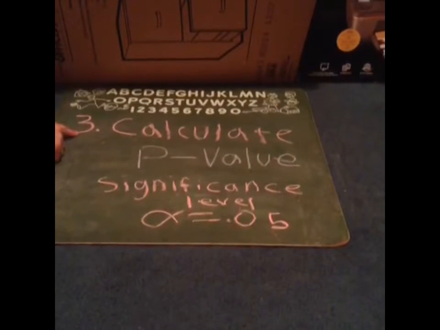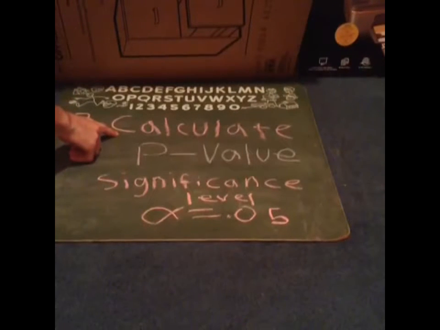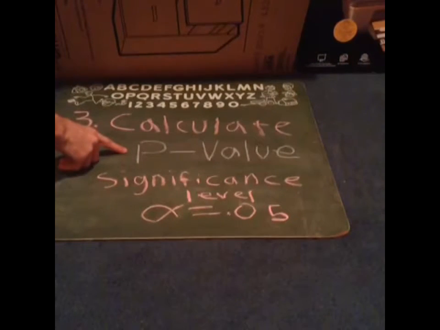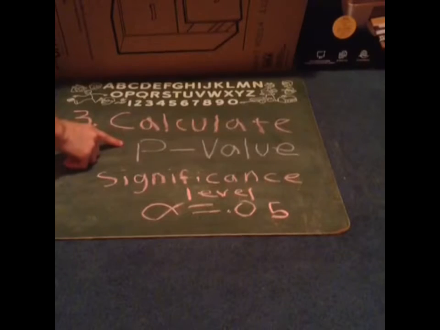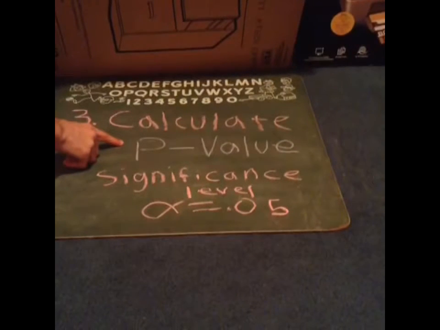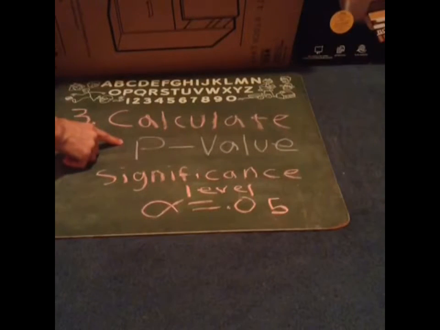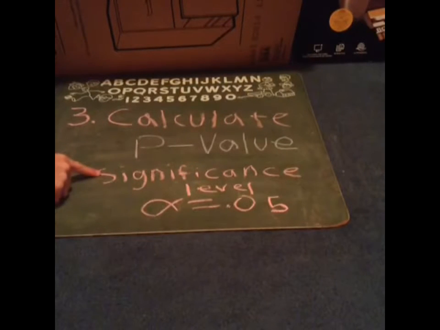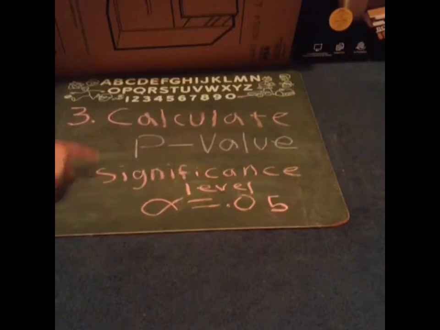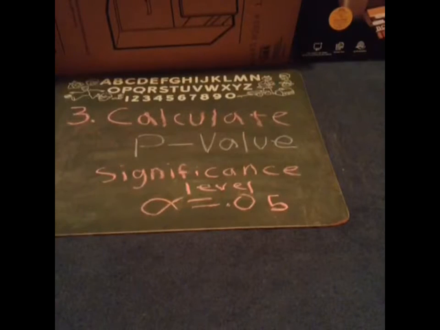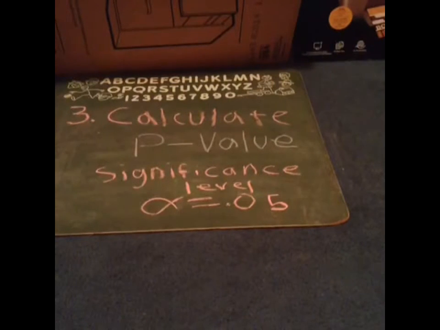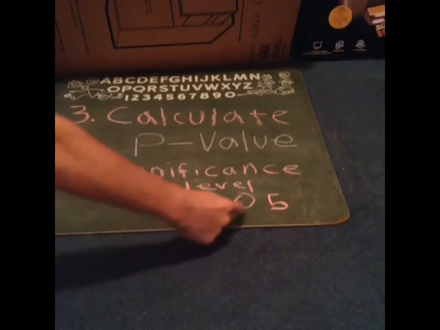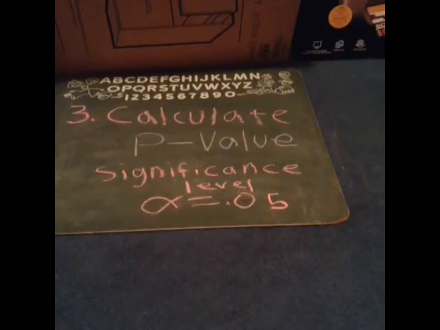In this third step, you will calculate your test statistic and find the p-value. The p-value represents the estimated probability that the null hypothesis will be rejected. You also provide a significance level to which you will compare your p-value. If the significance level is not given in the question, the rule of thumb is 5%. Up next, the fourth and final step of the inference toolbox.